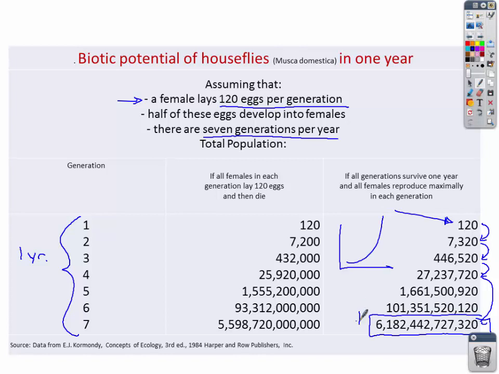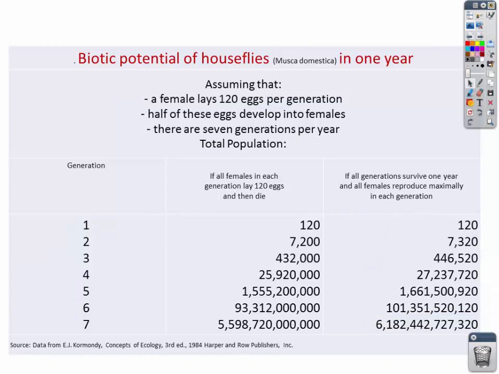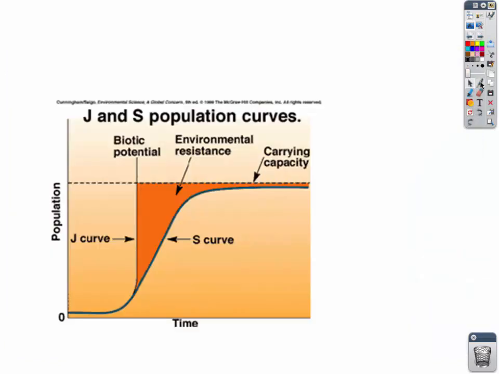Luckily, we don't have this. Luckily, there are limiting resources, predators, disease. Luckily we aren't overrun with the common housefly. So what happens in the real world with population growth? You can have a characteristic J-curve. You can have these explosions of population where they reach their biotic potential. More commonly, there's some type of environmental resistance, some type of limiting factors.